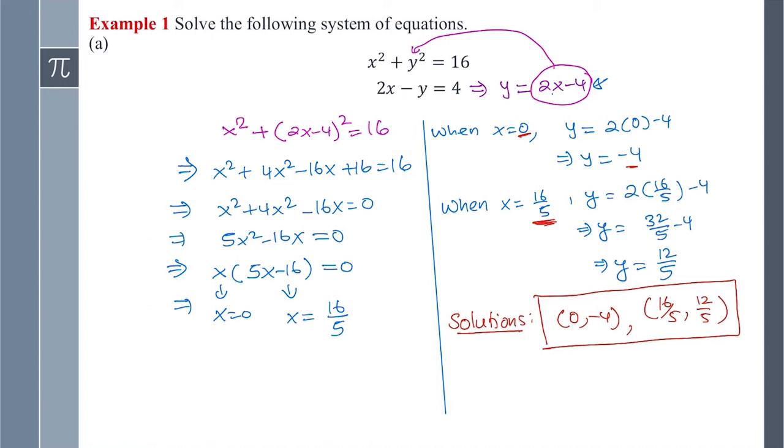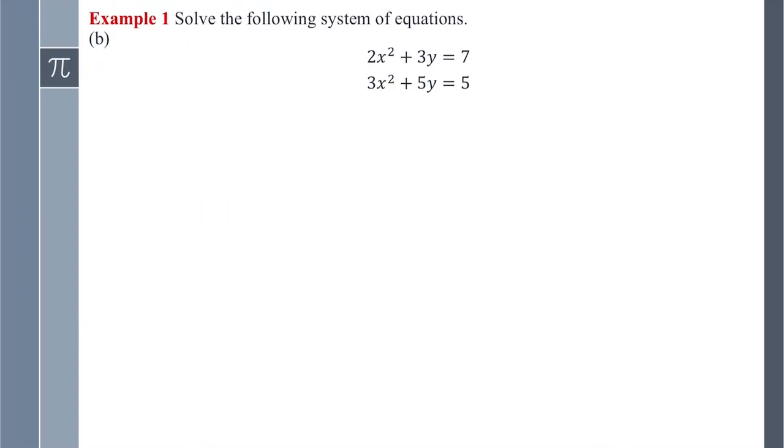Now let's look at another example where we can use elimination. Here we can use elimination because we have x squared in both equations and y in both. So either we can eliminate y or we can eliminate x squared. Let's eliminate x squared. In order to do that, we need opposite coefficients: the same number with opposite sign.